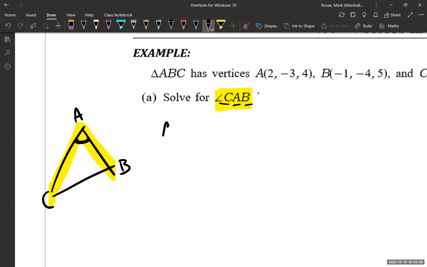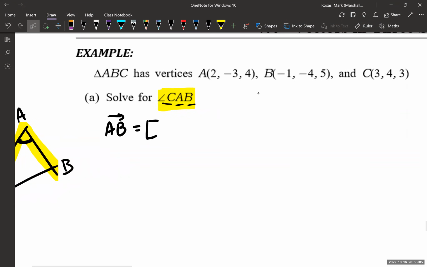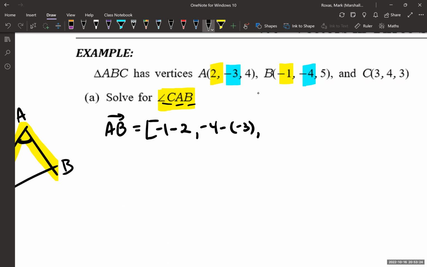I'm going to create the vector AB. So the vector joining point A to point B, right? And to get that vector, you just have to do B minus A, the components of B minus the components of A. So -1 take away 2. Those are the x components. Look at the y components. We have -3 and -4. So it's going to be -4 take away -3. And now the z components, 5 take away 4. And then when we simplify that, we get -3, -1, and 1.